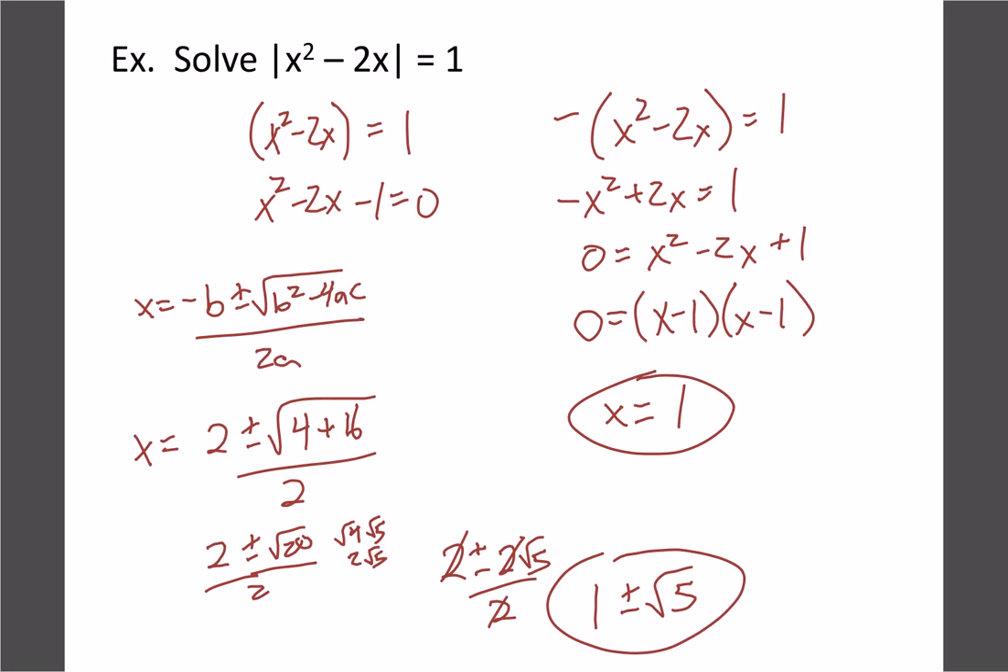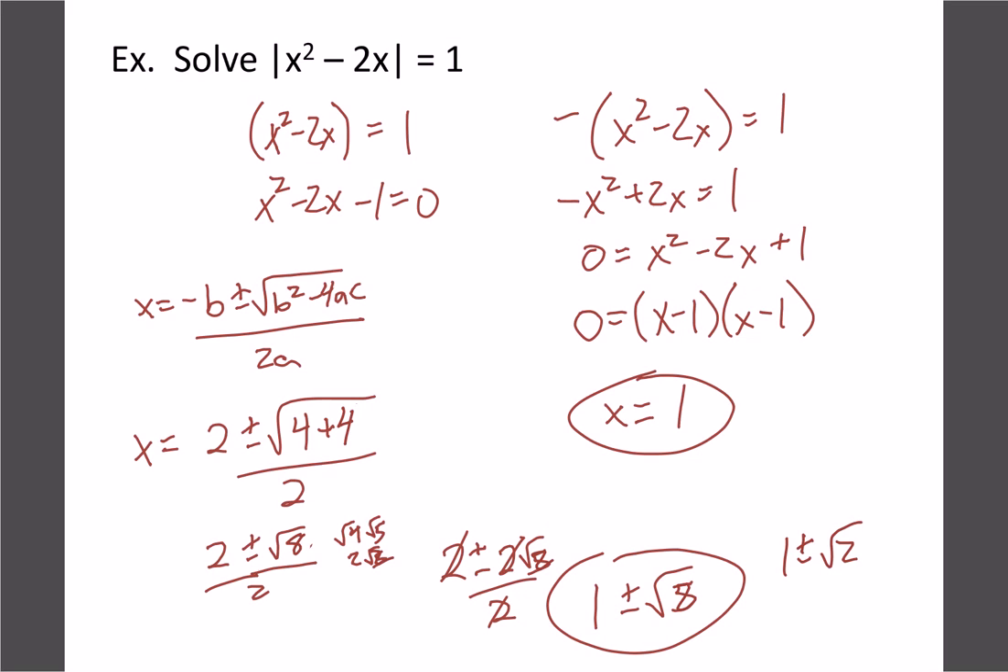Okay, something's wrong here. Let me figure out where we made our mistake. Okay, I figured it out. When I did our 4AC, we went 4 times 1 times 1. I wrote 16. That should have been just 4. So we should have had 4 plus 4, which is root 8. And root 8 would simplify out to be 2 root 2. So this should be a root 2 instead of root 5. So we should have 1 plus or minus root 2. So let's try that now and see if it works.